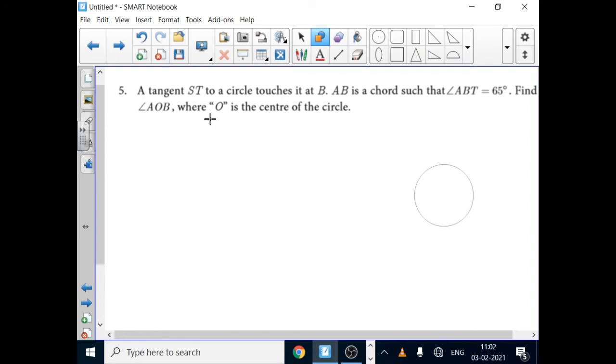Okay, fifth sum. A tangent ST to a circle touches. So ST is the tangent to a circle at B. So it touches the circle at P. AB is a chord such that angle ABT equal to 65 degree. Find the angle AOB. So I draw one circle like this.